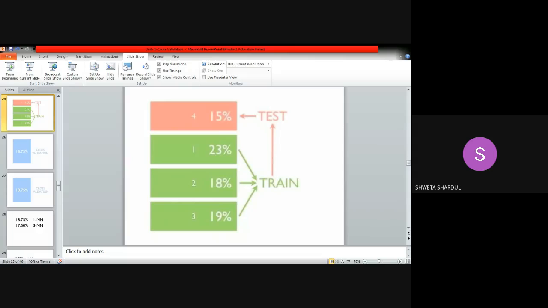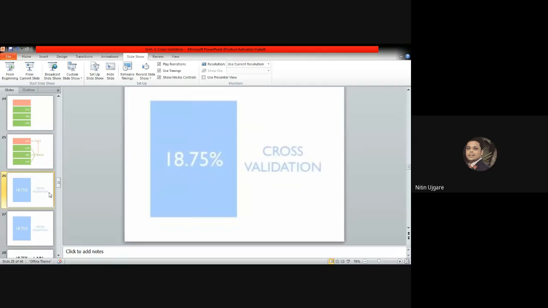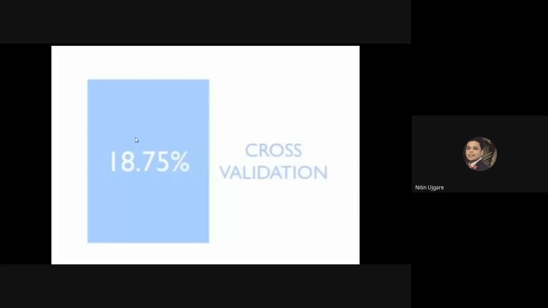Yes, 18.75. I think the answer was given on it. Okay, anyway, I just forgot to hide the slides. So the answer is basically 18.75. And this average error that we have found out is considered as the cross validation error. So I'll just go back. Okay, so the cross validation error, or the average error that we have found out, is 18.75.